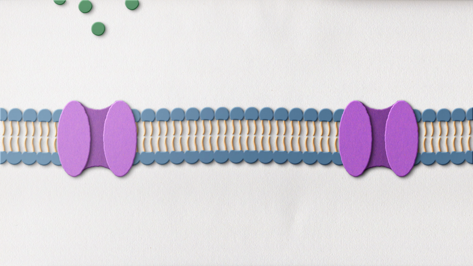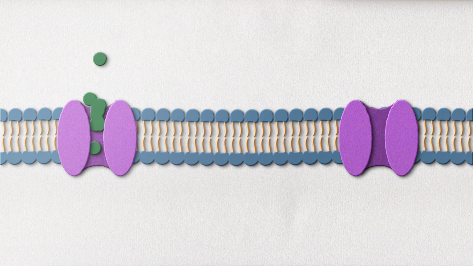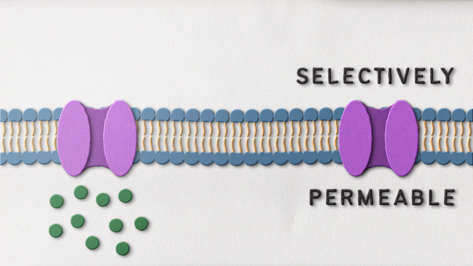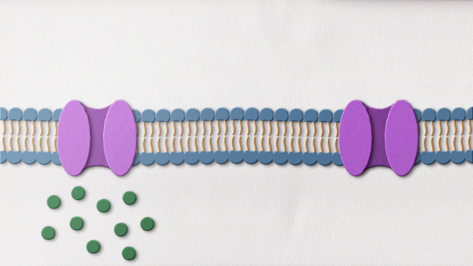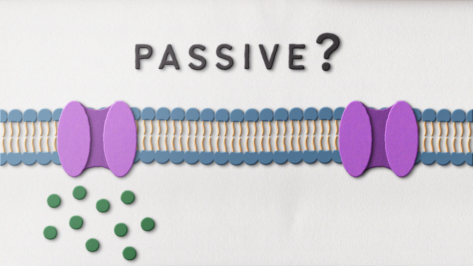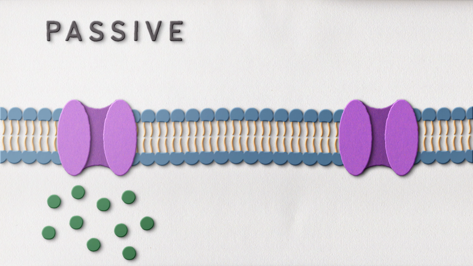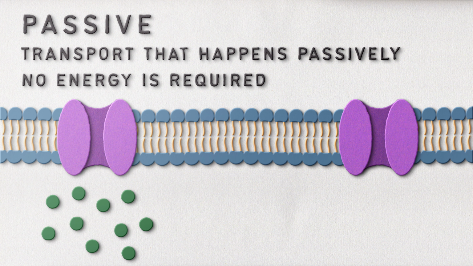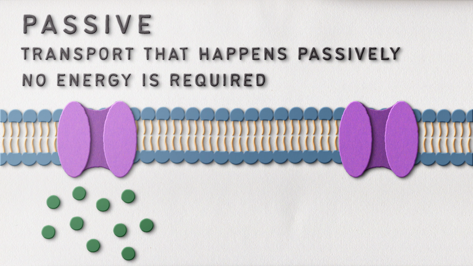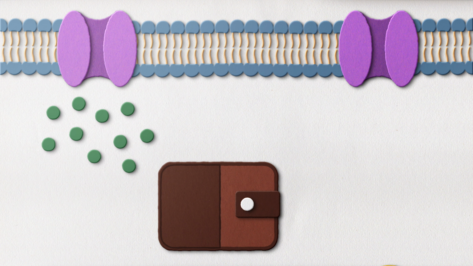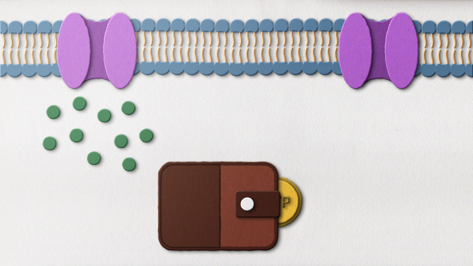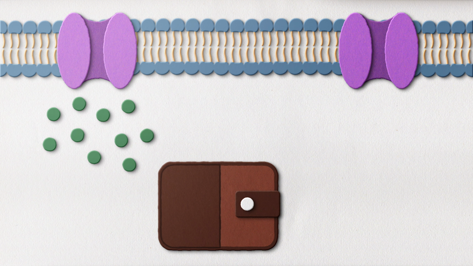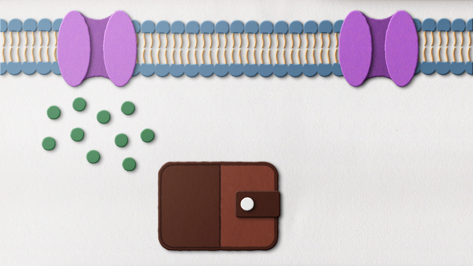Okay, so passive transport is about molecules moving along a concentration gradient through a selectively permeable cell membrane. But what about the passive part? Well, passive transport is exactly what it sounds like. Transport that happens passively. No energy is required from the body to carry out passive transport. We can save all our adenosine triphosphate or ATP for active transport. So sit back, put your feet up, and relax while passive transport is going on at the cellular level.